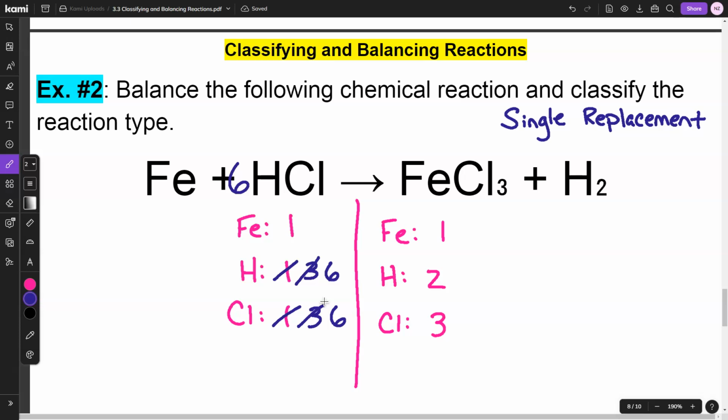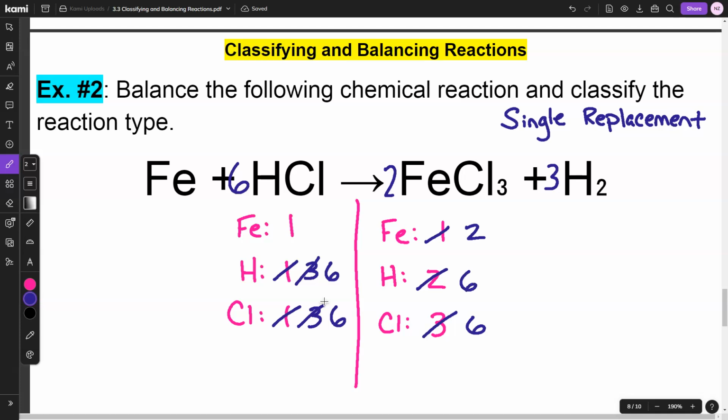Okay, so now we have 6 chlorines on the left, and we need 6 on the right, so let's put a 2 in front of our iron chloride. So that makes our iron 2. 2 times the 3 chlorines makes that a 6. Okay, now the hydrogens are easy to balance. We have 6 on the left, we have 2 on the right, so let's put a 3 in front right here. 3 times 2 makes this a 6.